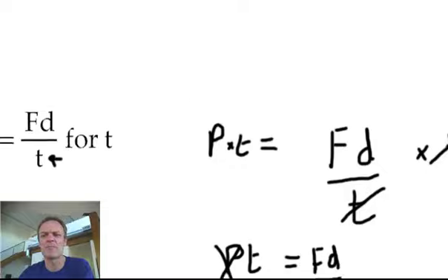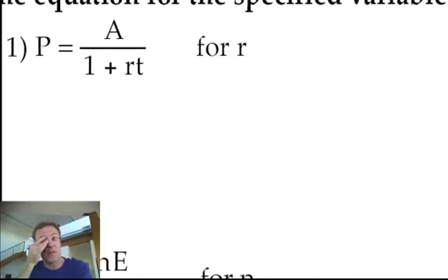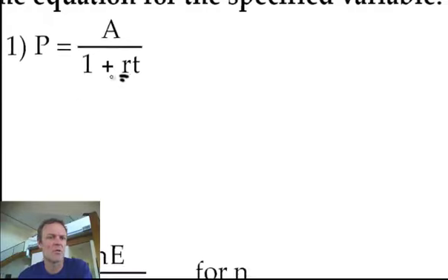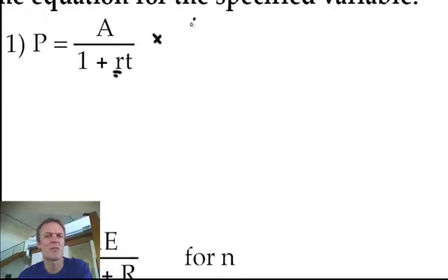Let's look at the harder one. Okay, I need to get to this r. Again, it's on a denominator. To get rid of it on the bottom but end up on the top on the other side, I'm going to multiply by the whole denominator. I'm not going to multiply by bits and pieces of it. If I want to get rid of a denominator, I multiply by the whole thing. So I am going to multiply both sides by 1 plus rt.